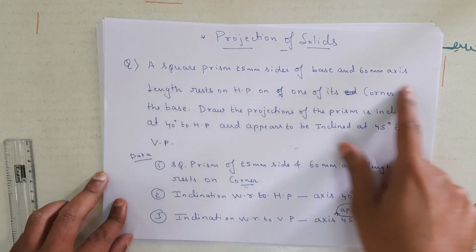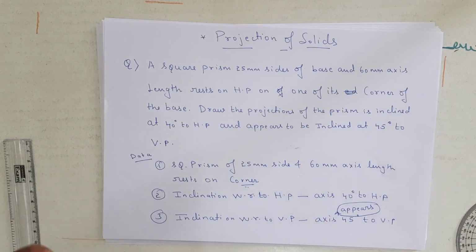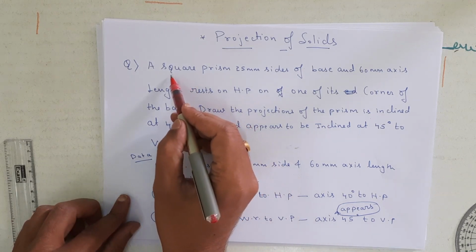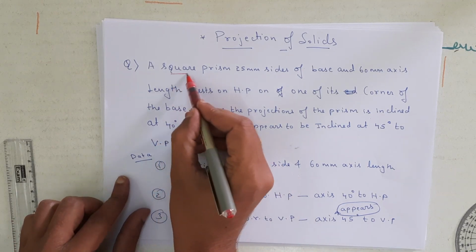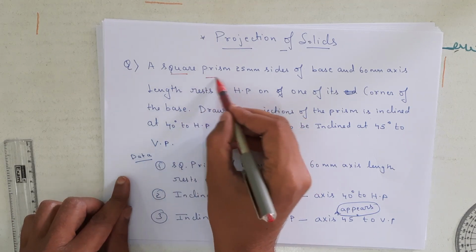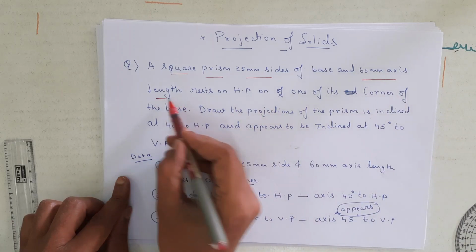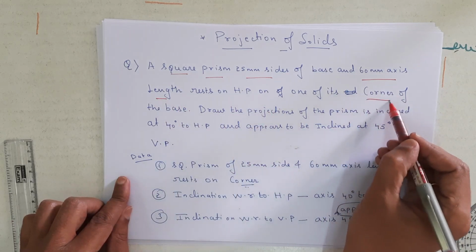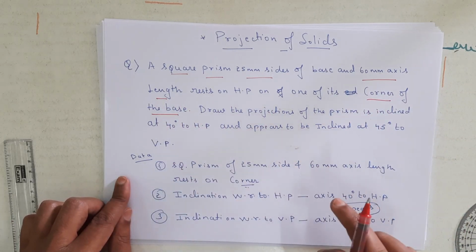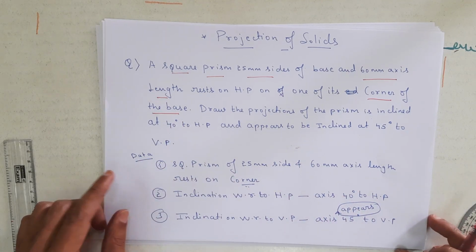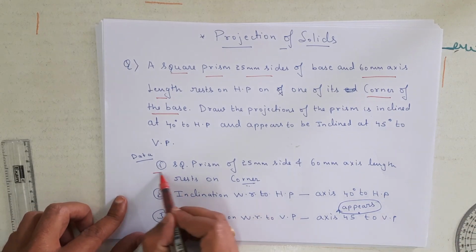So the problem is given over here. We are going to note down what the first step is. The first step is we need to identify the type of prism. Here they are telling that it is a square prism of 25 mm and 60 axis length, resting on one of its corners of the base. So this is very important. That is the first data which is required for us to write the first step, and that has been written over here.